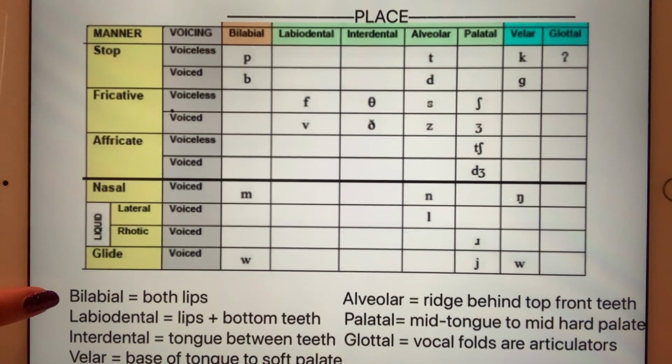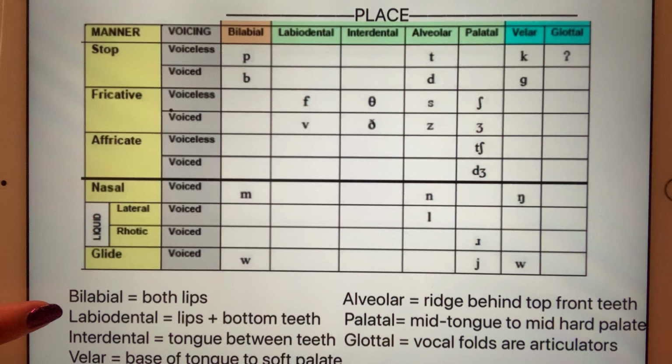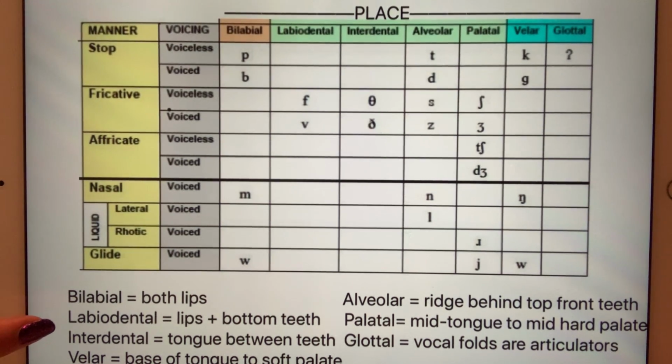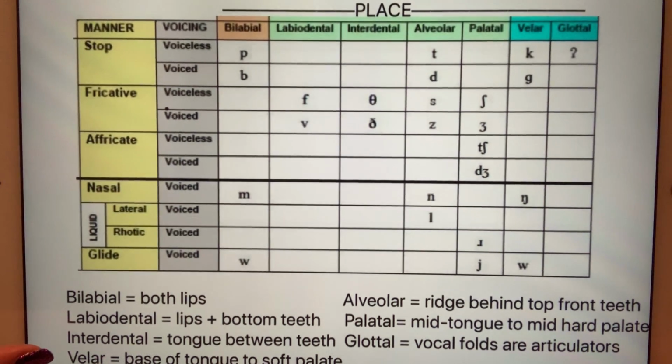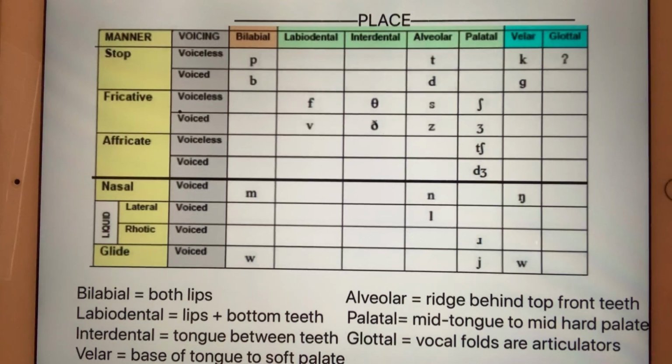Bilabial means two lips coming together, so like a b or a p. Labiodental means your lips and your bottom teeth come together. Interdental means the tongue kind of comes out between the teeth to create the consonant sound. Velar means the base of your tongue contacts your soft palate.